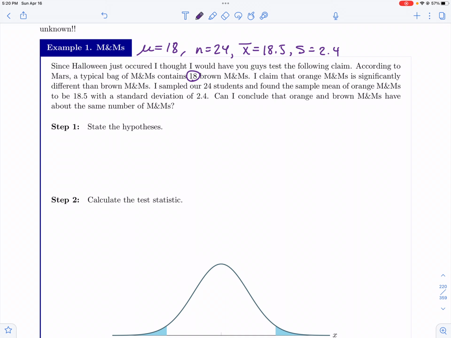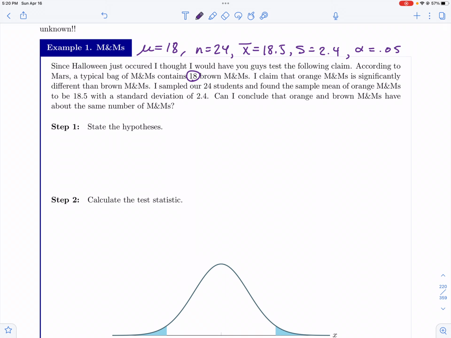So we are missing our alpha. There's no mention of an alpha in this case. So that means our alpha is just going to be 0.05. So remember, if they don't tell us, alpha is always 0.05. So from there, we should have everything that we need.